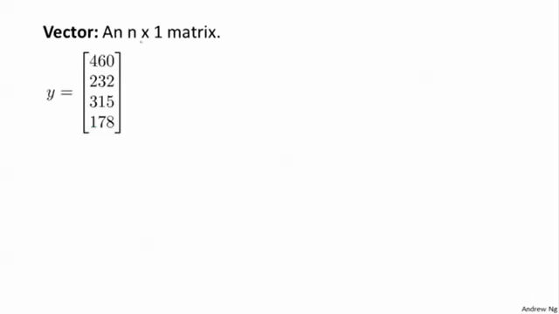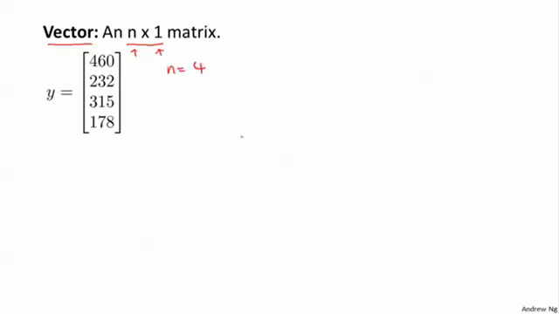A vector is a matrix that has only one column. So if you have an n by 1 matrix, remember, n is the number of rows, and 1 here is the number of columns. So a matrix with just one column is what we call a vector. Here's an example of a vector, with, I guess, n equals 4 elements.